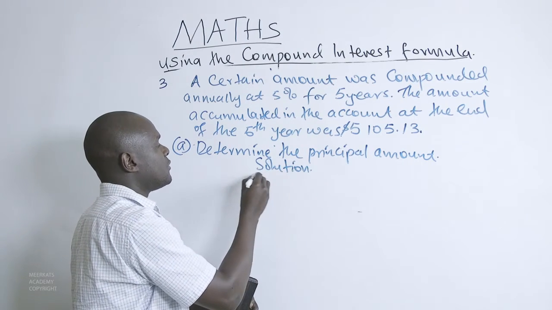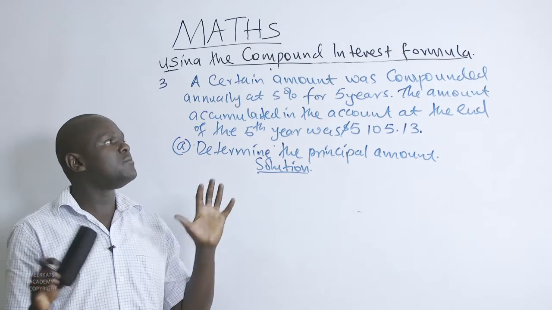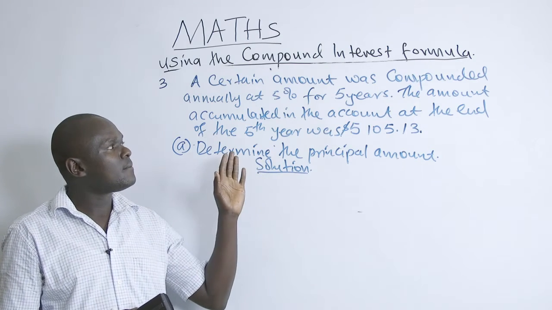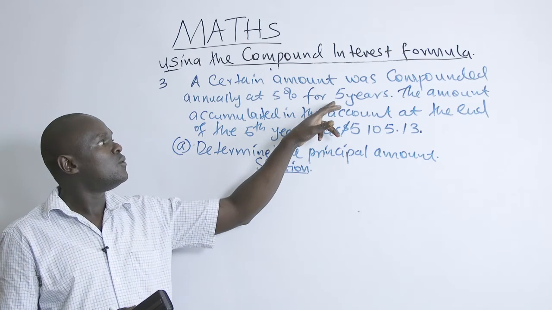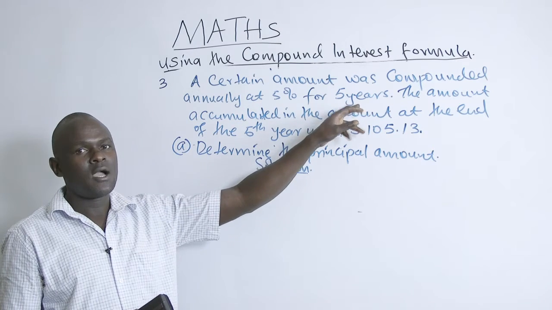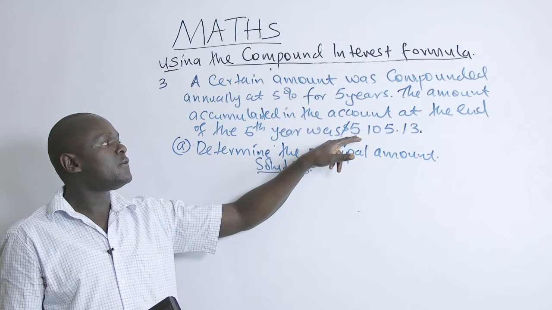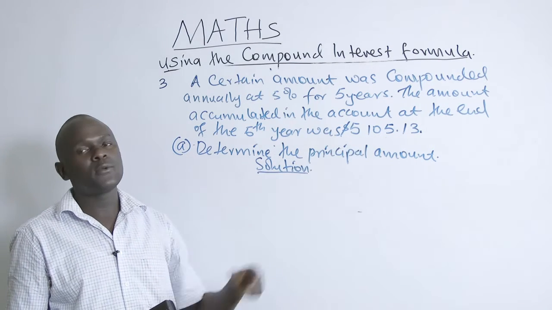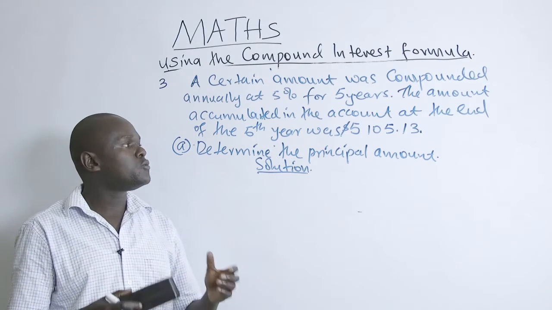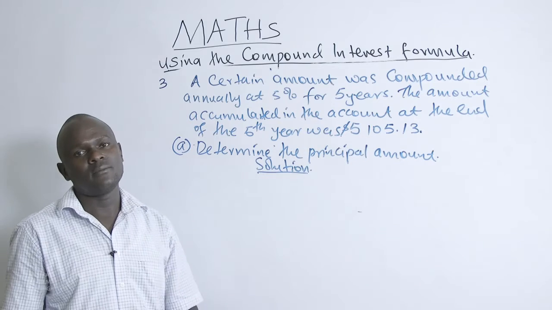We determine the principal amount. We have a certain amount that we don't know. That amount can be X, or any other letter. This amount was compounded annually at the rate of 5% for 5 years, and at the end of the 5th year, the bank balance read $5,105.13. So we want to know the principal amount that was invested for this amount to be realized at the end of the 5th year.